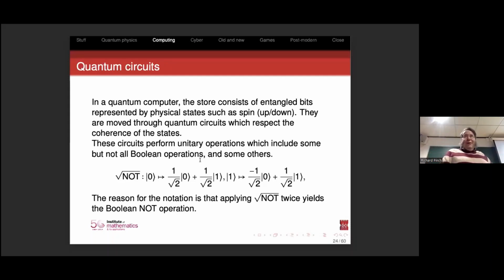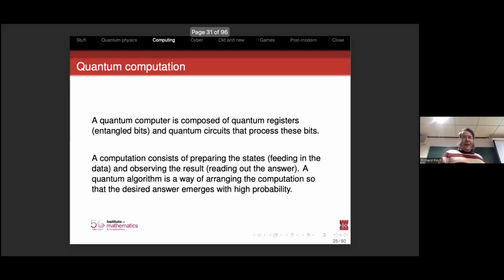So on one hand, there is a limitation on the Boolean operations that you can make, but there is an extension of what you can do jointly to bits. Now, a quantum computer is composed of quantum registers, a collection of entangled bits, and quantum circuits that process these bits. And a computation consists of preparing the states. In other words, you start off with your bits in some state with some numerical coefficients on them, which corresponds to feeding in the data.